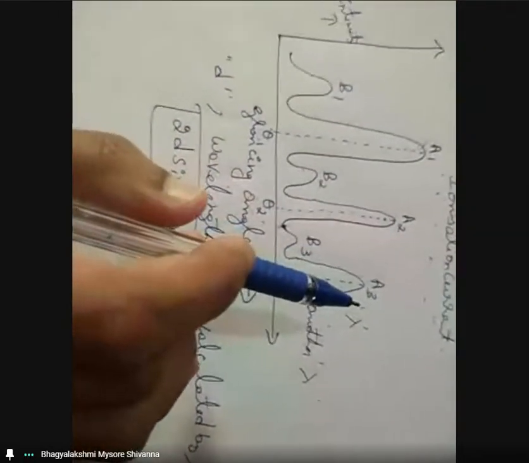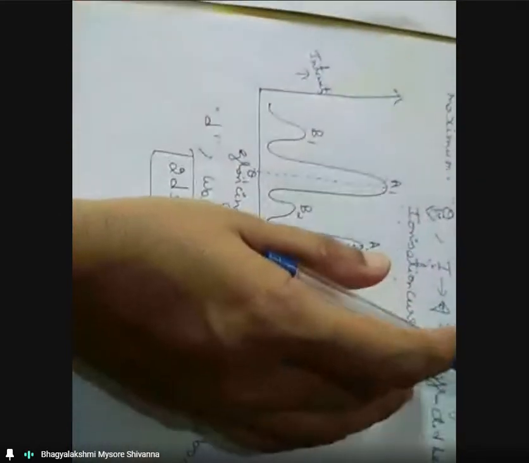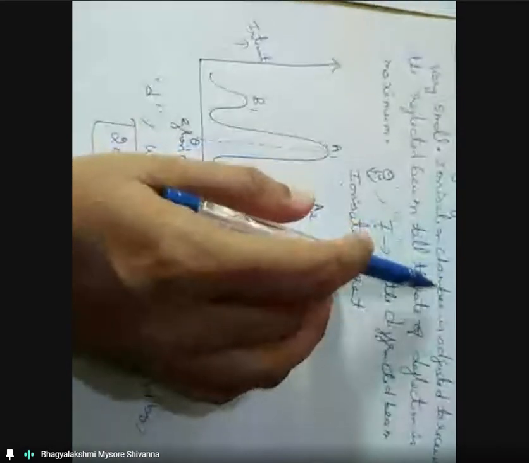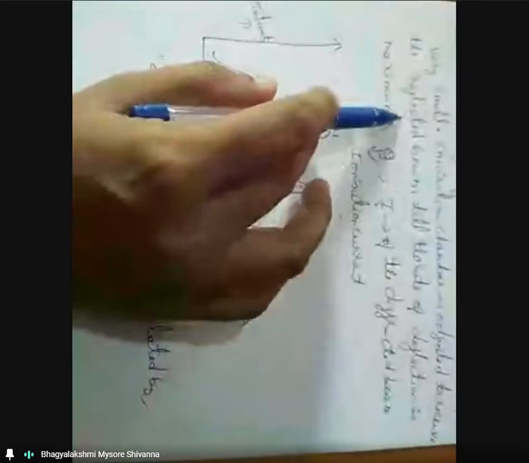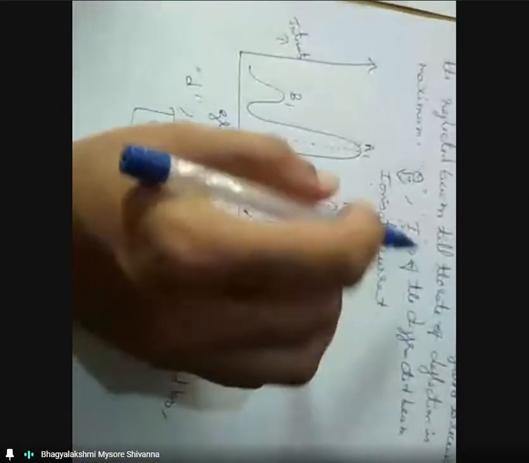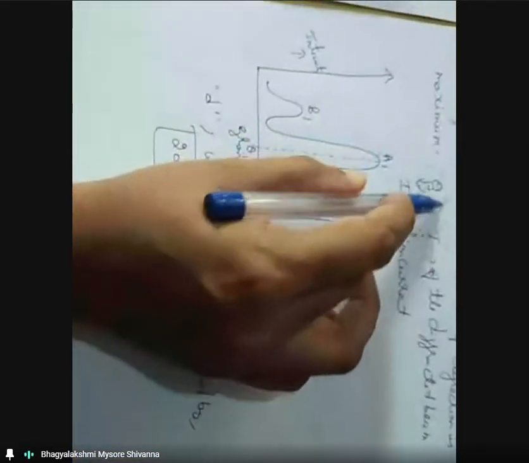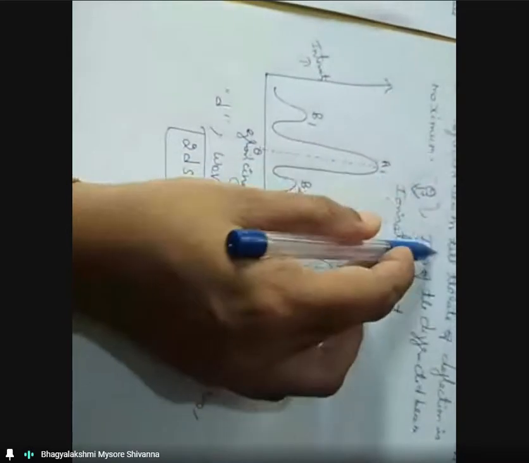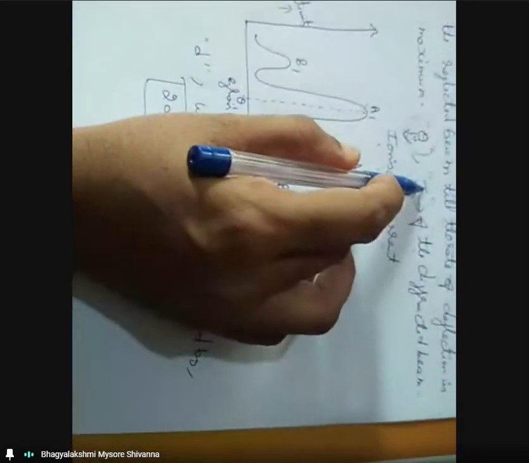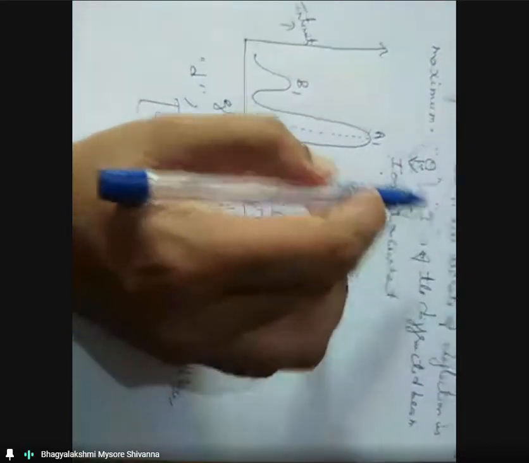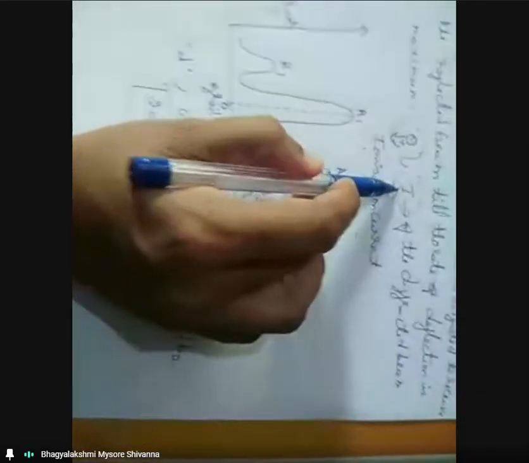So what is the working? The glancing angle theta for the incident beam should be kept very small, and the ionization chamber should be adjusted to receive the reflected beam till the rate of deflection is maximum. Then notice the glancing angle and the intensity of the diffracted beam. So the glancing angle theta and intensity will be measured.